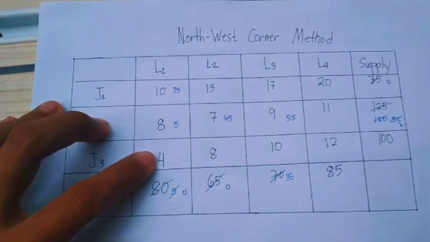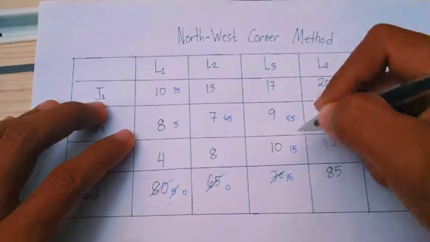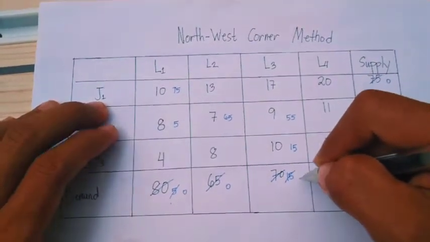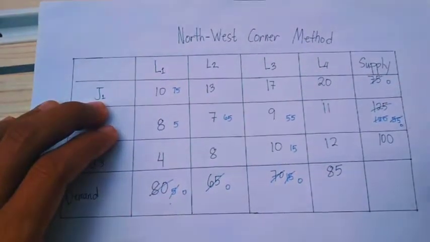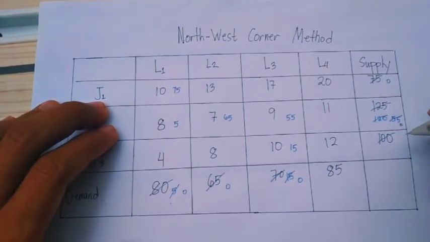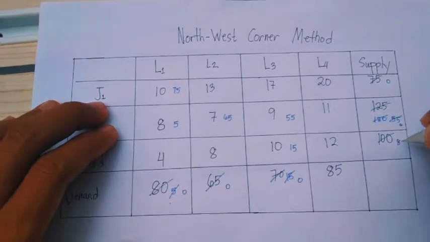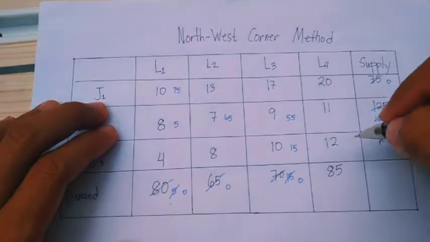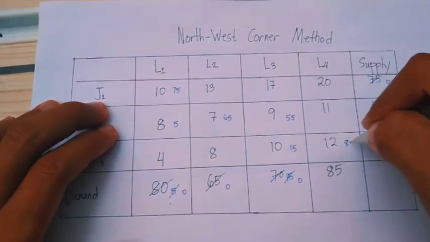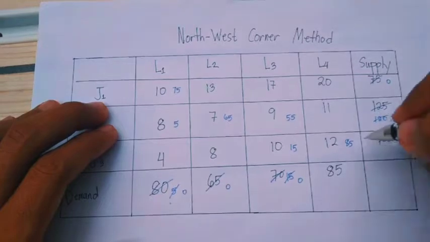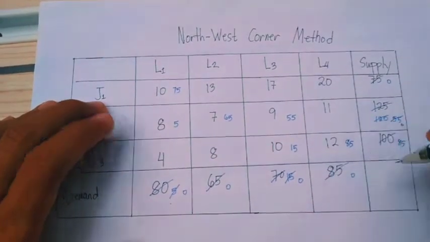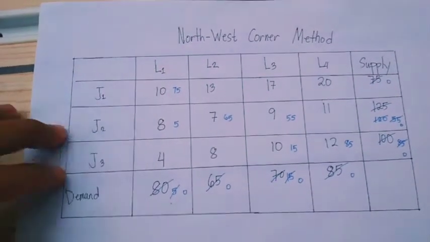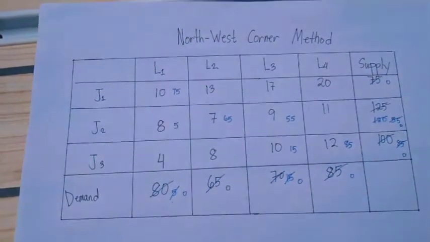15. We will put 15 here to satisfy the demand, and subtract 15 here, so 85. So to satisfy this and this, we will put 85 here. So 85 satisfies the demand and the supply. So that's it, the northwest corner method. So it is simple.